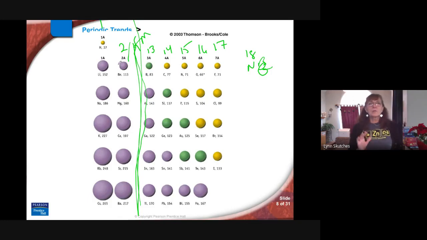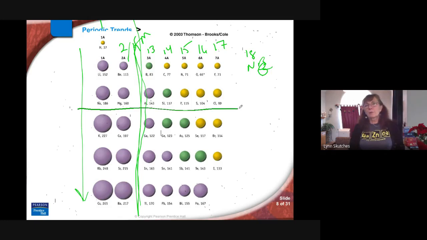Okay, so just looking at those dots, you should notice a pattern going top to bottom. And you should notice a pattern going left to right. So down through a family or across a period, there's a repeating trend.